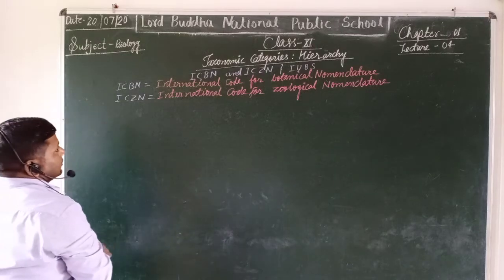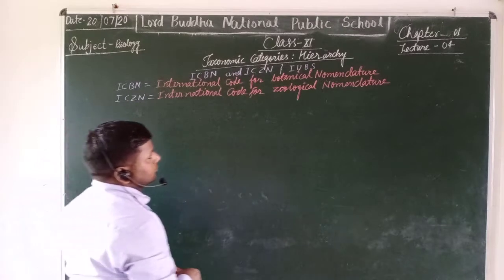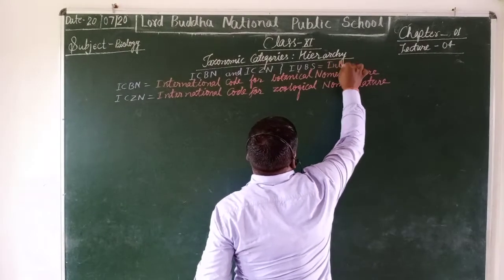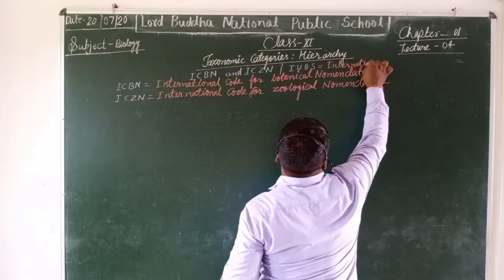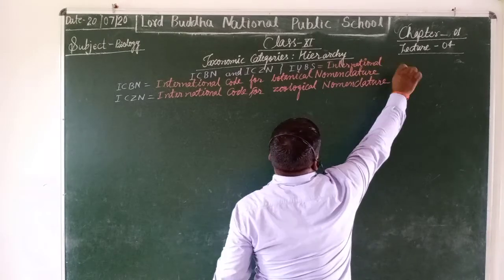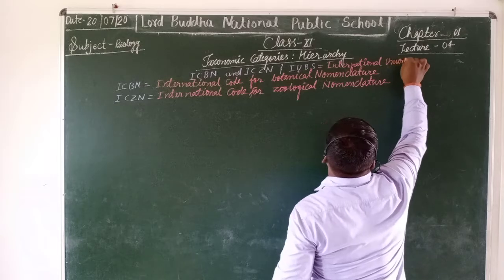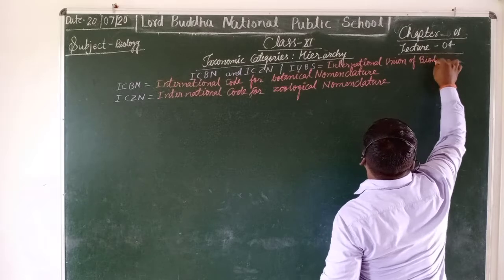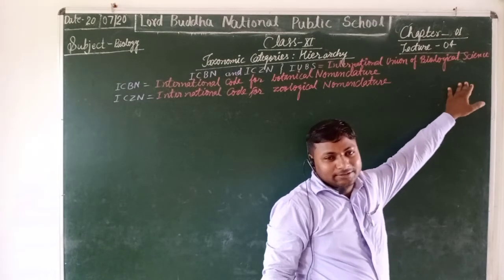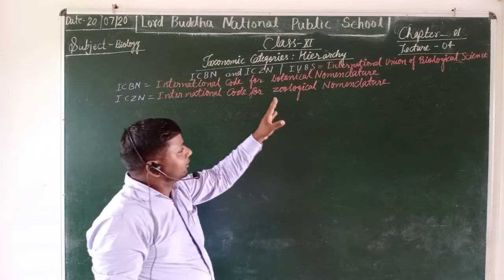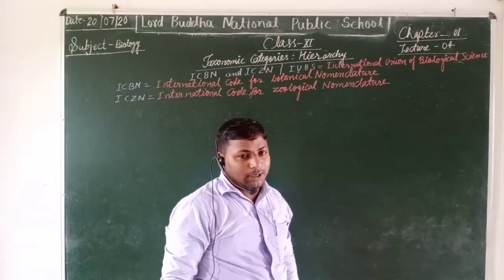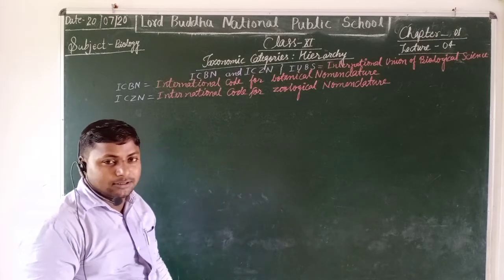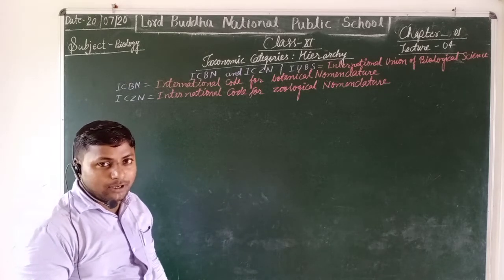Now, students, we also know the abbreviation of IUDS: International Union of Biological Science. Thus, students, the International Union of Biological Science is the head branch of the International System of Bionomenclature.